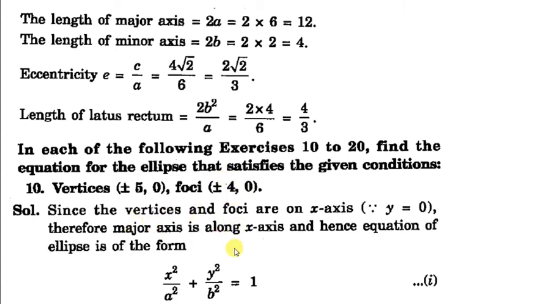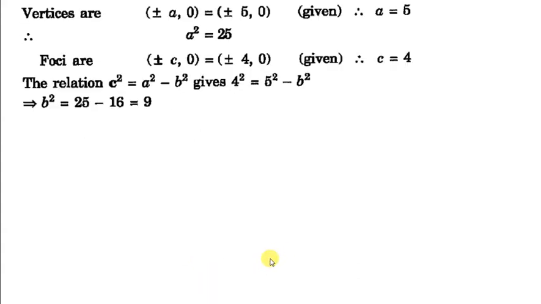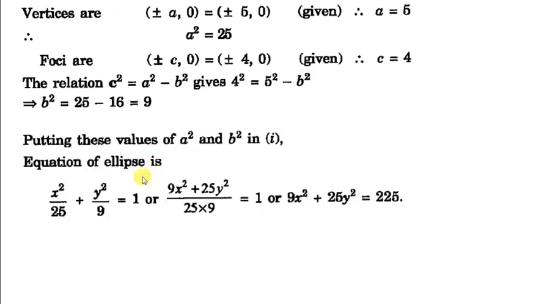And when the x-axis is the major axis, the standard form of the ellipse is x square by a square plus y square by b square equal to 1. So a we have found as 5 and c we have found as 4. With the help of this, we can find b square using the relationship c square equal to a square minus b square. So from here we get b square equal to 9. Now a square we know, b square we know, so we can put the values in the standard form, that is x square by 25 plus y square by 9 equal to 1, or after taking the LCM we can write it in this form, 9x square plus 25y square equal to 225.